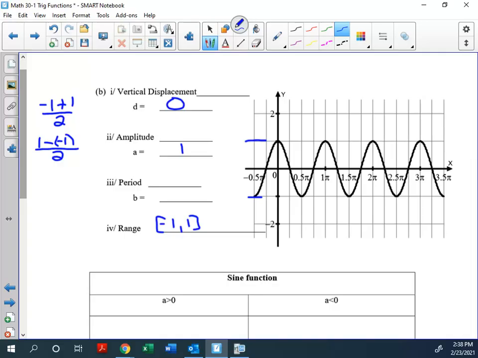What's the period of this graph? Now again, I think this one's nice and easy because I've got a maximum on my y. So I go and I find my next maximum, and I can see a nice easy period of pi.